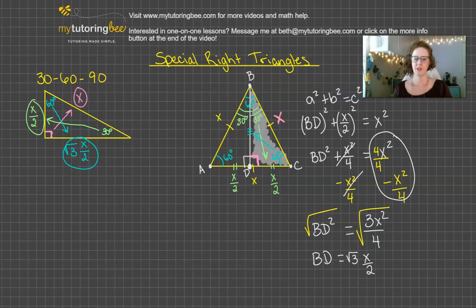Okay, so we just did all of that algebra, trying to prove that for this 30, 60, 90 triangle, the lengths of the sides are x over 2, and square root of 3 times x over 2. So what does that mean? How do we apply that to other 30, 60, 90 triangles? So let's look at that.